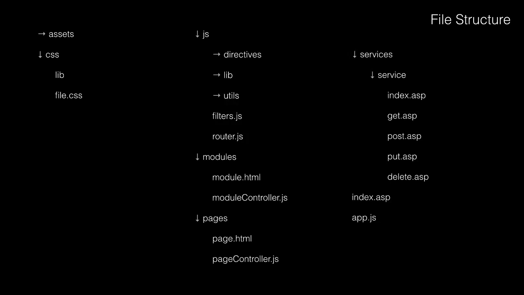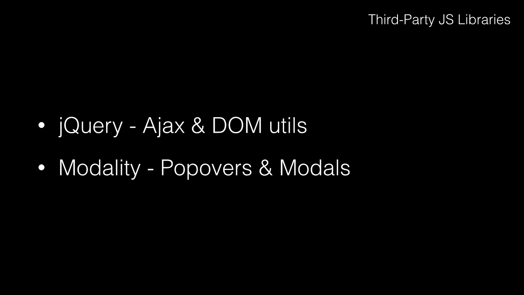This is just a quick look into the file structure that I had. Basically in the JavaScript there are directives, libraries, utilities, my filters, and the router. One thing I'll get into in just a little bit is the difference between modules and pages. Pages are the main views, and modules are sections within those pages that are compartmentalized and plug and play into other areas. And then services, and then the application itself, and the main app JS that runs it.